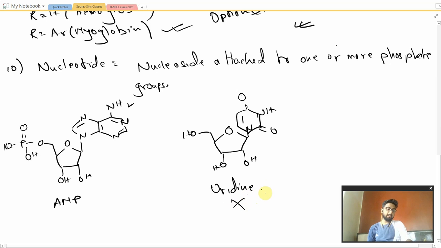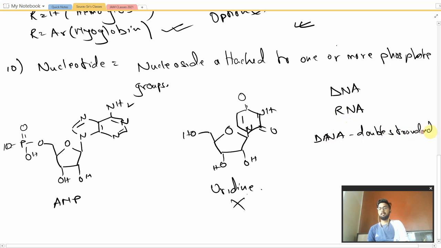In case of DNA and RNA, these are extremely big structures. I won't be able to draw this over here. I can draw, but that would take a huge amount of time and would finish the session for this question. So you may just look at the DNA and RNA structures from Google, or consult whatever textbooks. You'll see that DNA is double stranded, and RNA is single stranded.